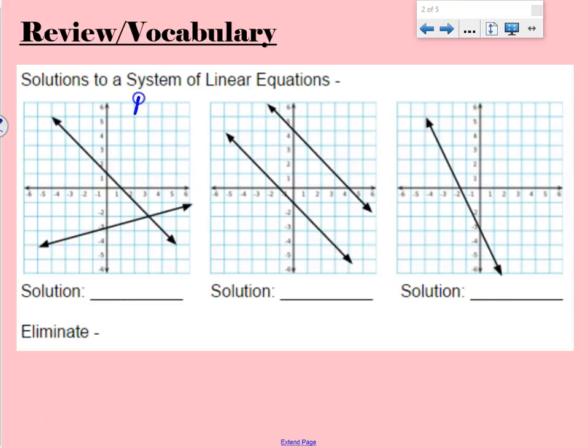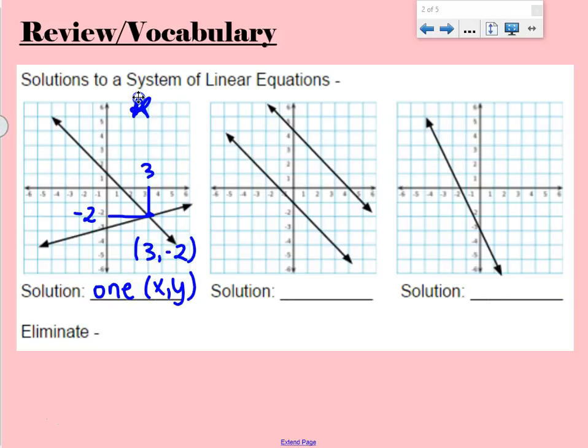This system in this graph right here cross at a point. So their solution is one solution and it's an ordered pair. And if we look, that ordered pair would be (3, -2). So we would say the solution would be (3, -2).